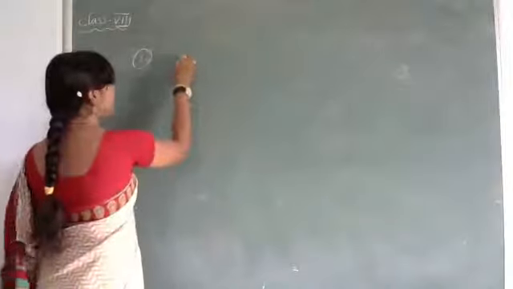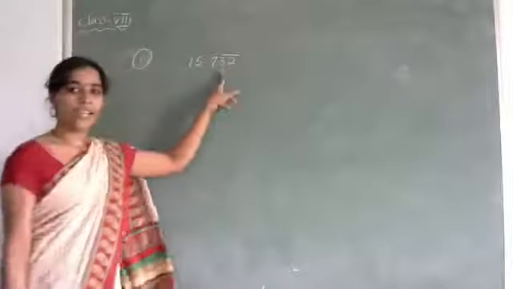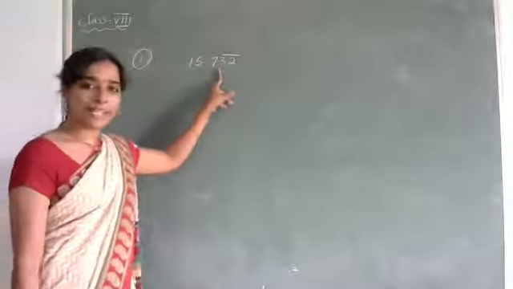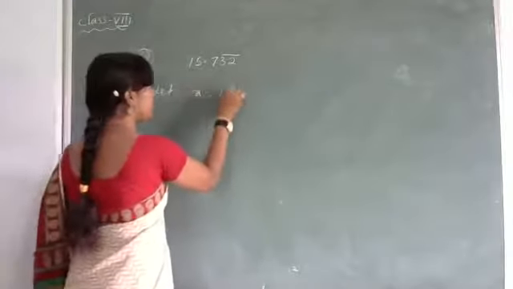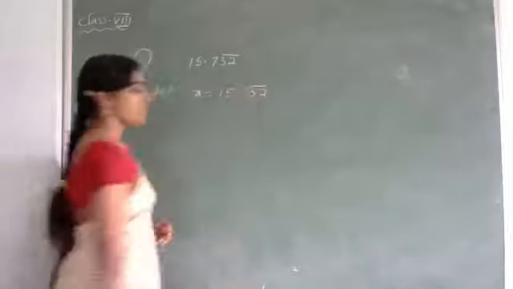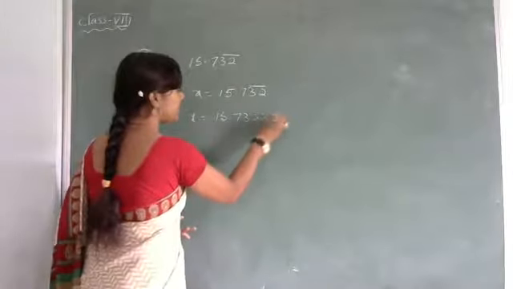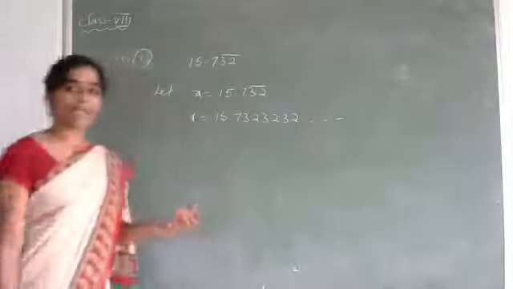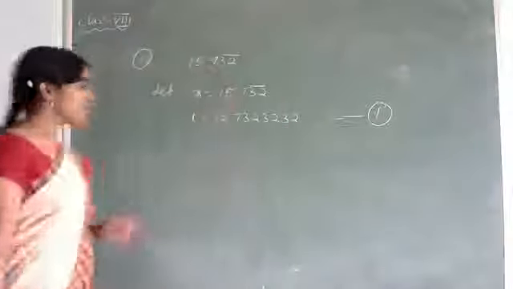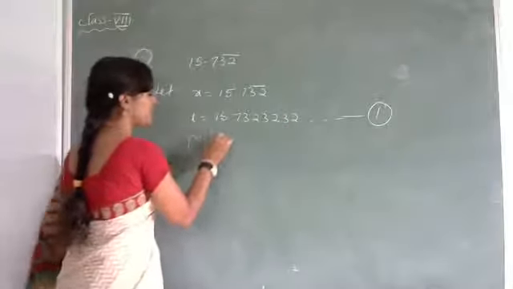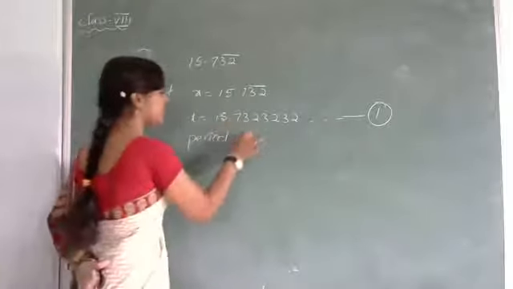See, 15.732 bar, where the bar is only over 32. So how many numbers are repeating? Only 2 numbers. So let me write, let x equal to 15.732 bar. So 32 bar means we can expand it, 32 is repeating. So what is the repeating number here? 32. So as usual, this is the first equation. So what is the period here, children? The period is the repeated number. What is the number repeating here? 32. So that is the period.